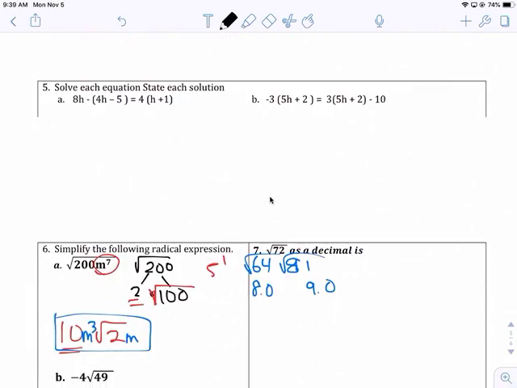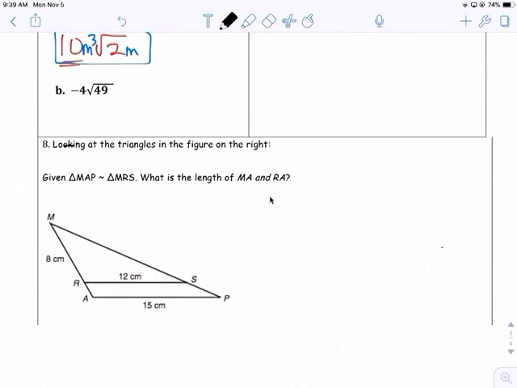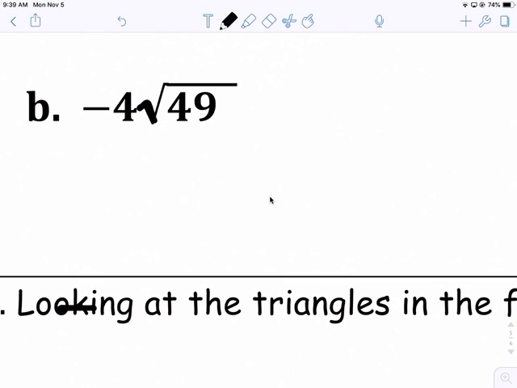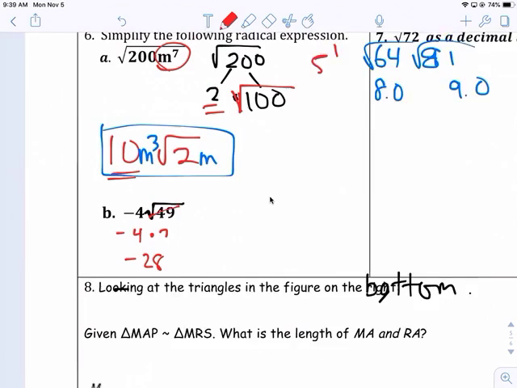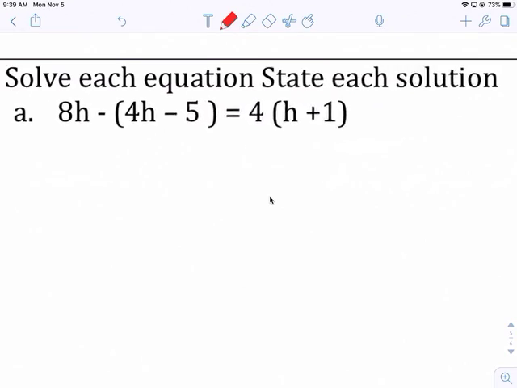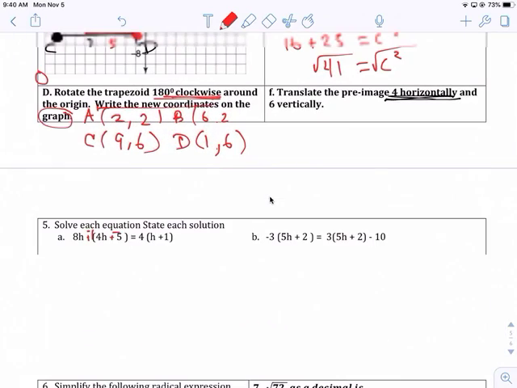All right, that's your homework. Hopefully you figured this out. Figure the one at the bottom, not to the right. Okay, figure this out. Square root of 49 is a perfect square, 7, times negative 4, so your answer is negative 28. And then you figure this out. Most of you know how to do this. This is plus negative 1. Additive inverse, distribute. Okay, that's your homework.